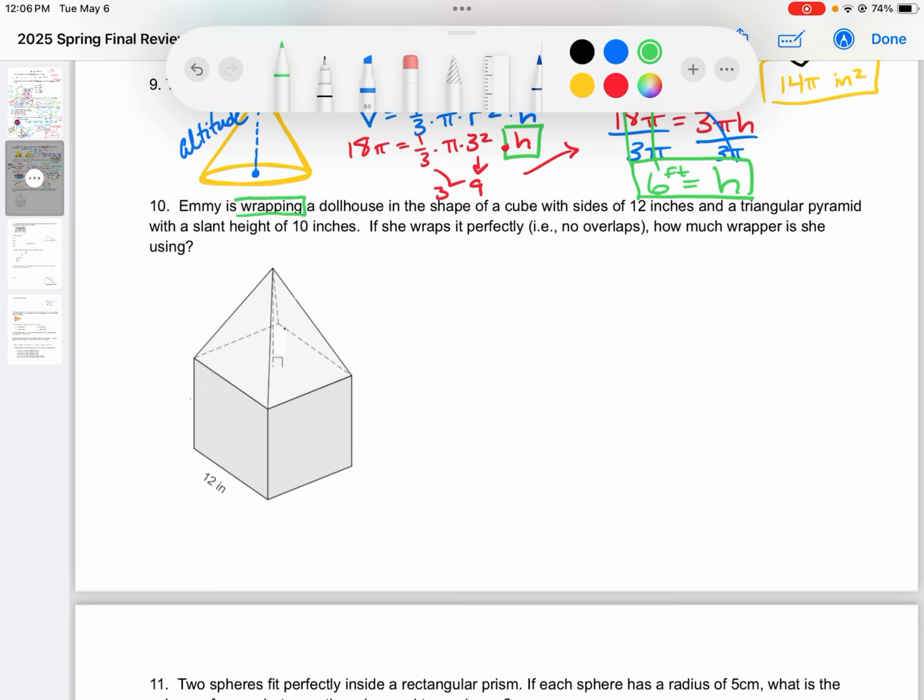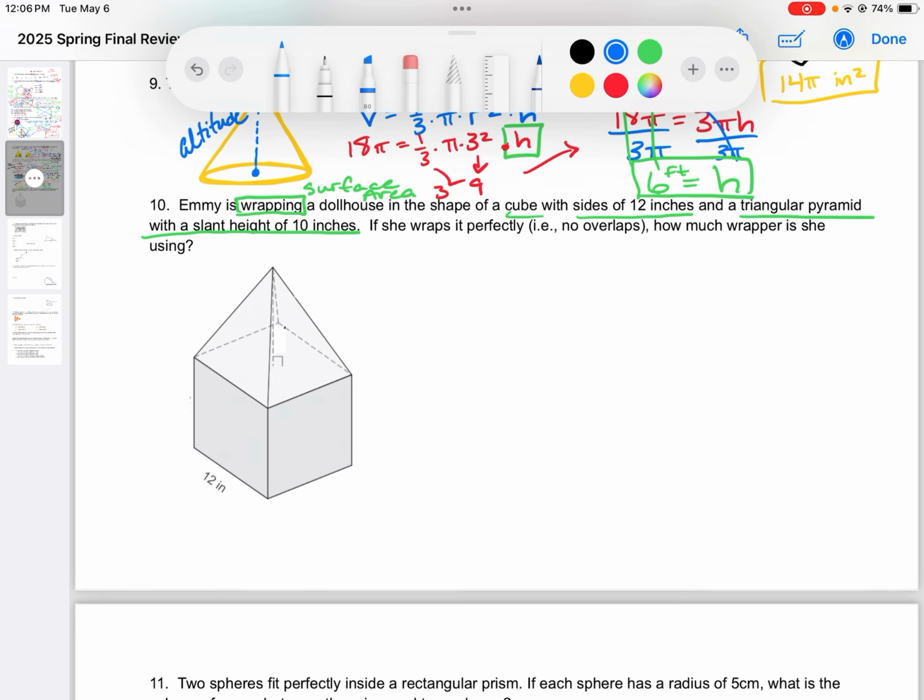All right, last one for part 2. Emmy is wrapping a dollhouse. Wrapping's the key word right there because it lets us know we're dealing with surface area. It's in the shape of a cube with sides of 12 inches and a triangular pyramid with a slant height of 10 inches. She wraps it perfectly. How much wrapper is she using?